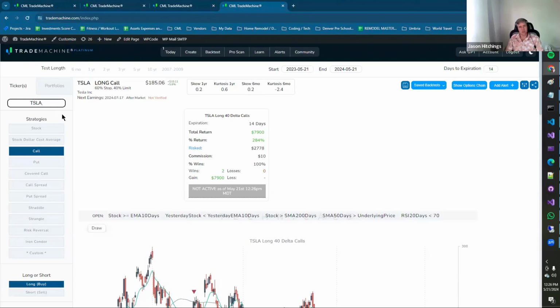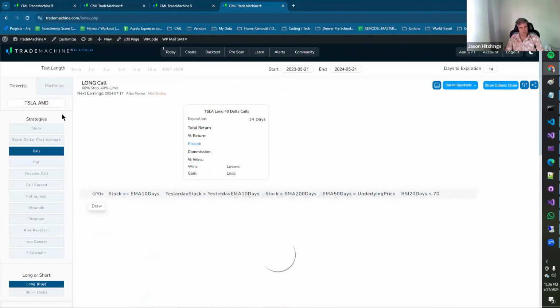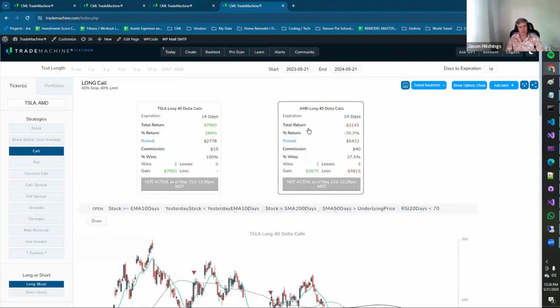One last note before I move on to questions is that you'll frequently see us put a comma in over here. The comma is there so that you could test different tickers all at the same time. So here's this backtest on Tesla and AMD. If you don't include the comma, instead of testing multiple tickers, what it will do is test multiple strikes, multiple amounts of moneyness using the delta.